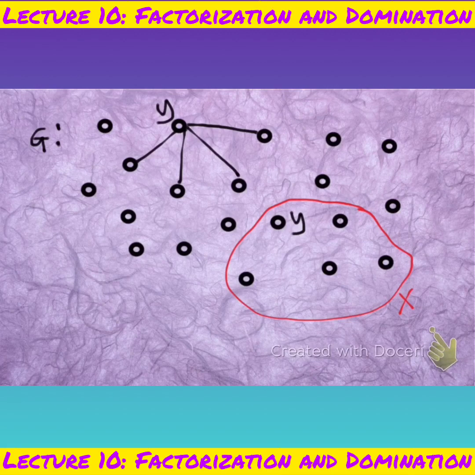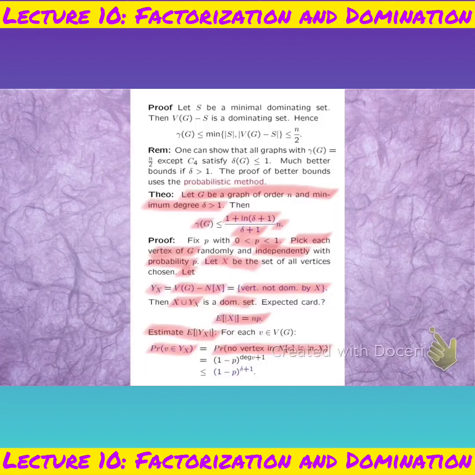Okay, so the probability that a vertex lies outside of X is 1 minus P, right? And each one of its neighbors needs to lie outside of X, which happens with a probability of 1 minus P, right? Now, what is the degree of Y? So its probability is going to be (1 minus P) to the power of the cardinality of its closed neighborhood, which is its degree plus 1, because we have to include Y as well. And at the very worst, that is at most this quantity here.